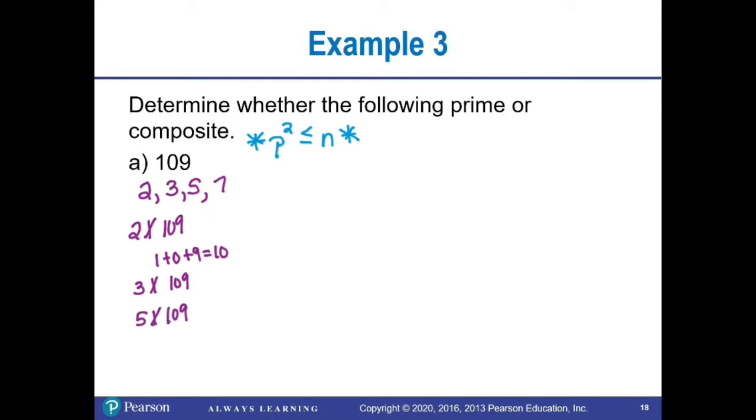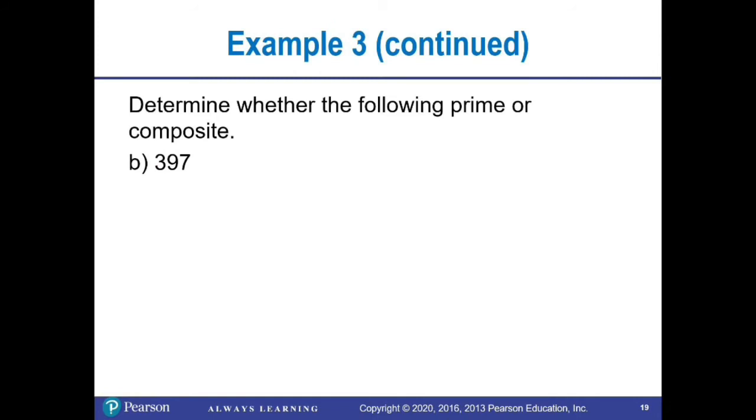Now, we do not have an easy test for 7, so let's divide 7 into our number. Notice that there is a remainder, so 7 does not divide our number. Because none of these prime numbers divide 109, 109 is prime. Let's look at another example.